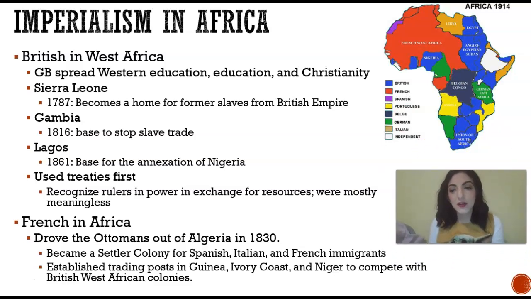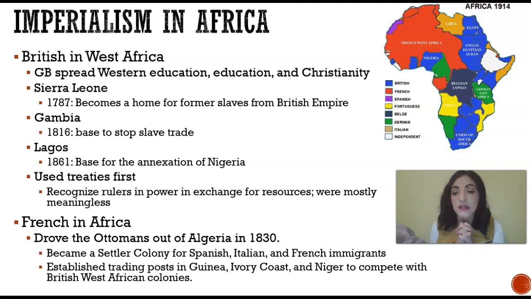So you have Sierra Leone. In 1787, Sierra Leone becomes a home for former slaves from the British Empire. You have Gambia, which becomes a place for slaves to stop and rest up or get resources. It's like a home base, if you will. You have Lagos, which is the base for annexation of Nigeria. And eventually some of these people tried to use treaties first. A lot of these countries tried to use treaties with local leaders.